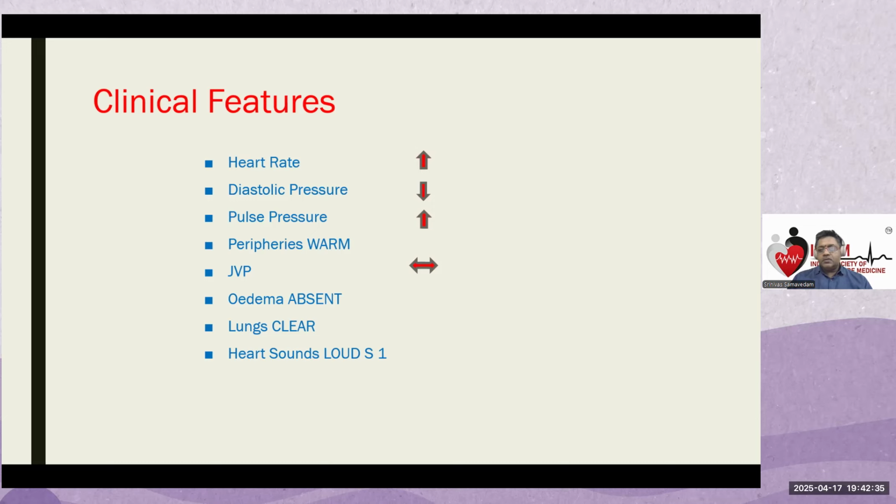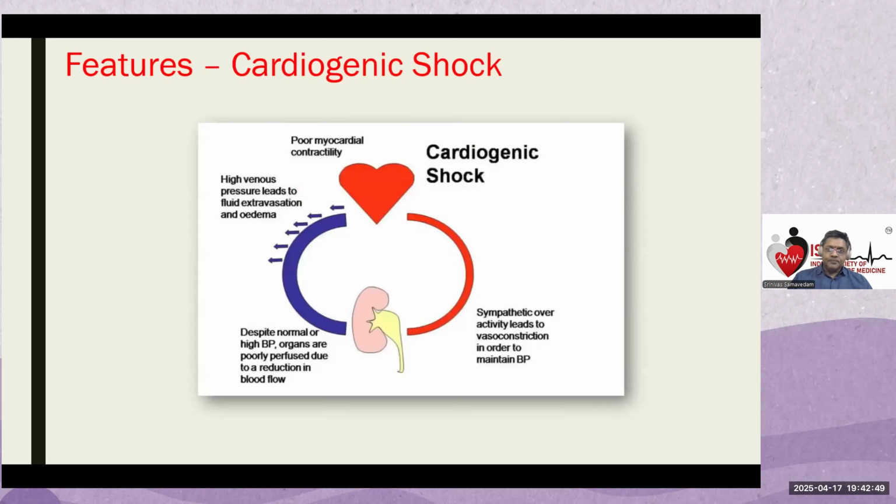The lungs are usually clear except for evidence of an infection like a consolidation. And because of the hyperdynamic nature of this condition, the first heart sound is usually hyperdynamic and is loud in patients with distributive shock. When you come to cardiogenic shock, there is a sympathetic overactivity which results in vasoconstriction.